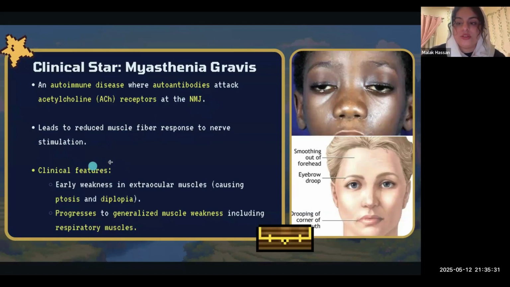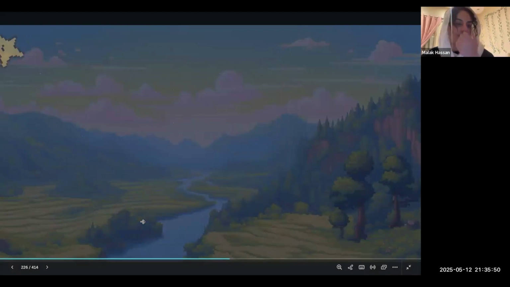Now, what are the clinical features? You're going to have ptosis, which is eyelid droop, and diplopia, which is double vision. This is because of extra weakness in the extraocular muscles, and it will eventually progress to generalized muscle weakness, including the respiratory muscles.